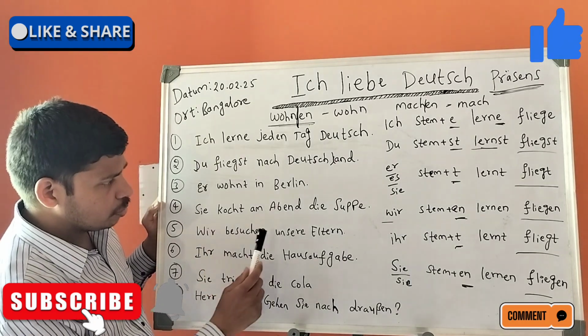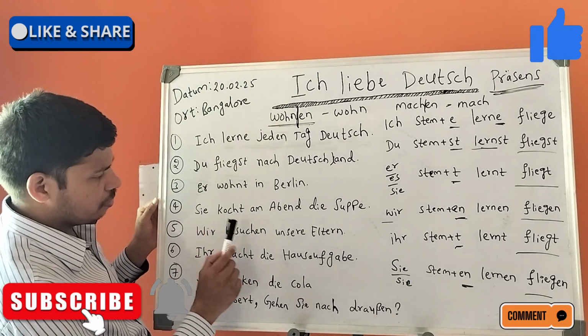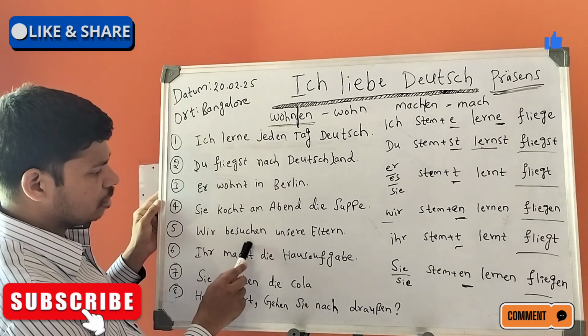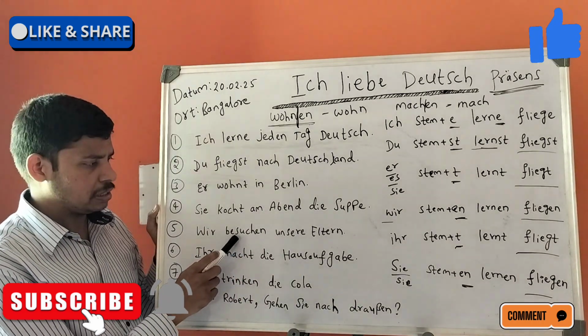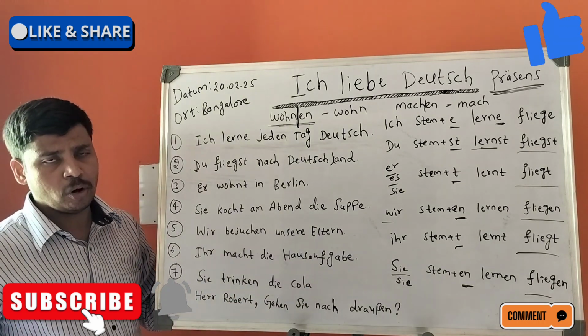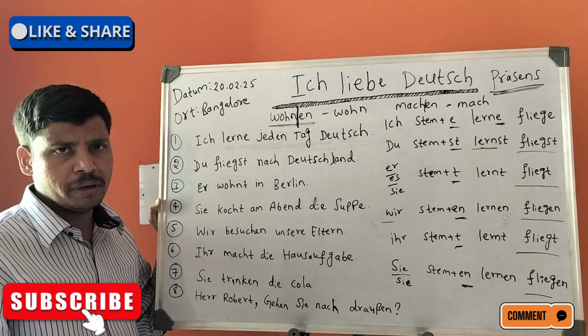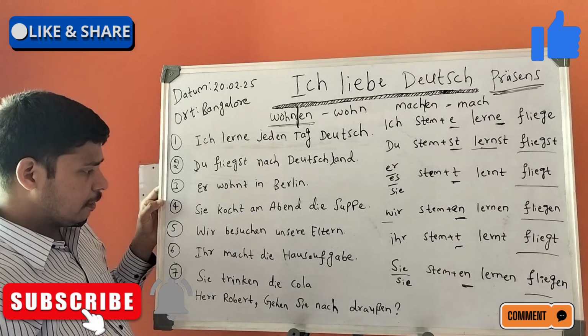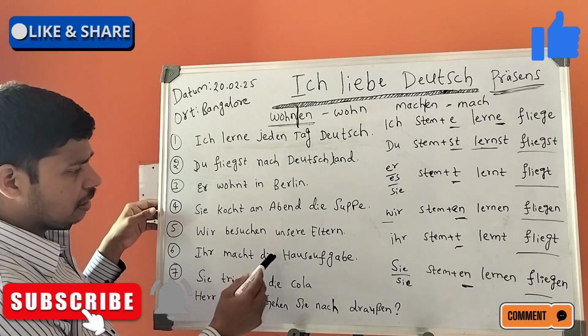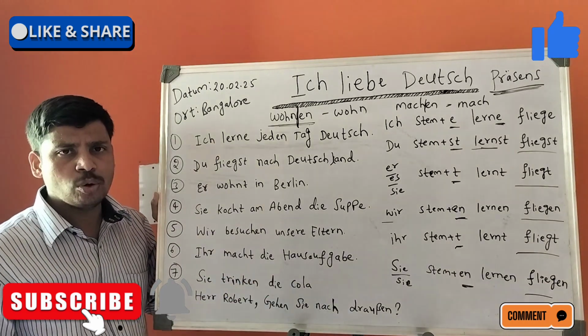Wir besuchen unsere Eltern. We are visiting our parents. Besuchen is to visit. Unsere Eltern. Eltern means parents. Unsere is the possessive pronoun our. I already explained the possessive pronoun in the other video. Please check that. Ihr macht die Hausaufgabe. You all do the homework. Hausaufgabe means homework.